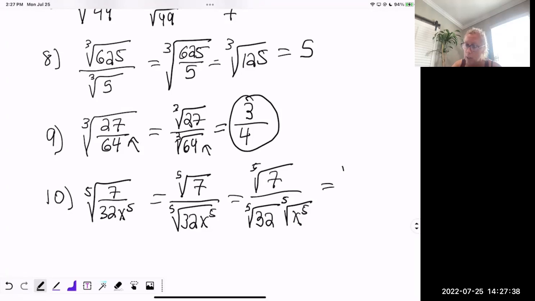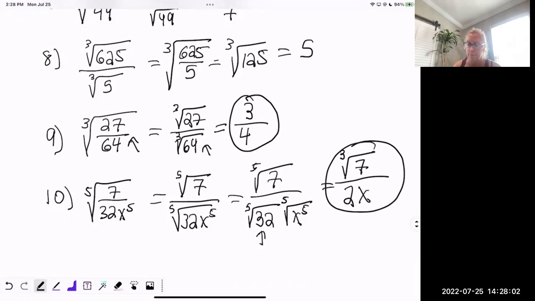So I cannot do anything with my numerator. There is no perfect fifth power to get 7, but the 5th root of 32, I believe that's 2. So 2 times 2 is 4, times 2 is 8, times 2 is 16, times 2 is 32. Yep, 2. And if I look at my x, how many 5s are in 5? 1, or 5 divided by 5 is 1. That's an x. And I have it simplified.